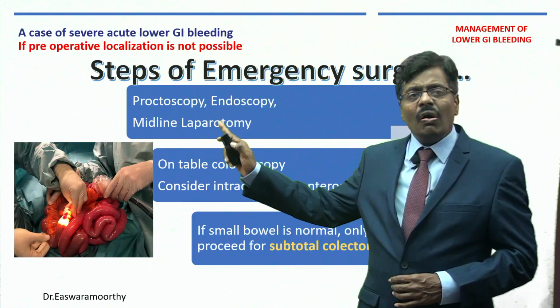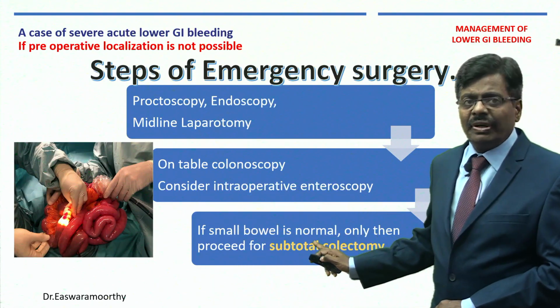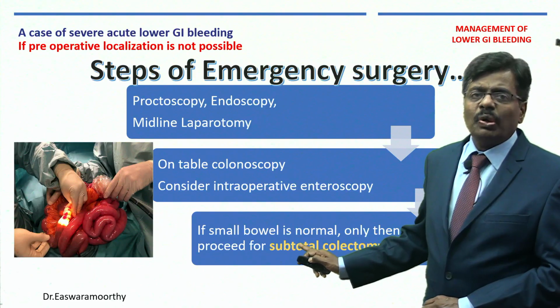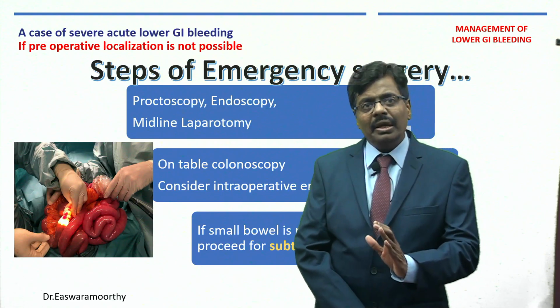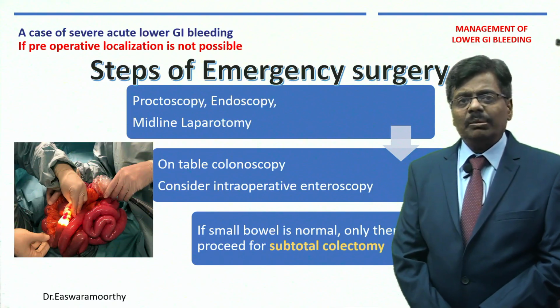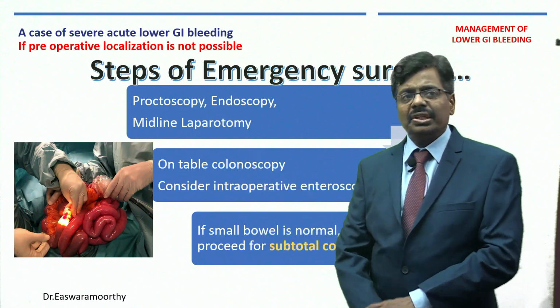So, in spite of all these things, if we still fail, and if we think the small bowel is definitely normal, the likelihood is possibly somewhere in the large intestine, then one may consider a subtotal colectomy, which is a very, very rare situation nowadays in the era of so many different investigations available.